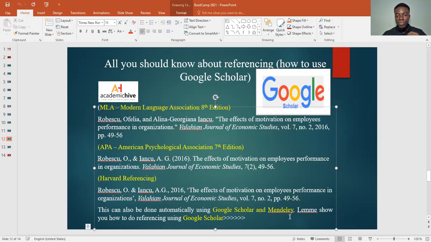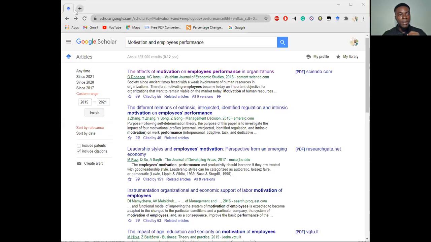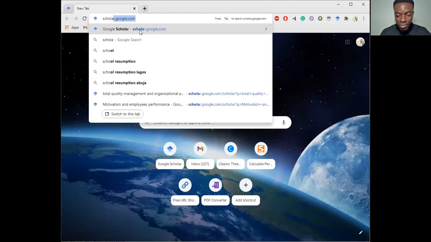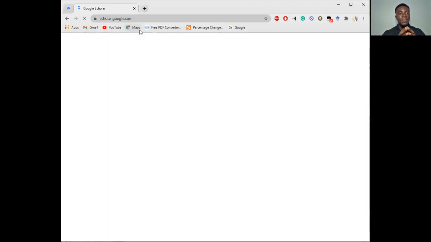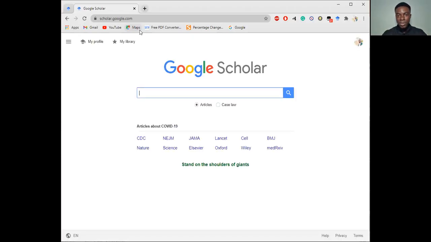Let me show you briefly how you can do it using Google Scholar. I would have to share my screen now, so you permit me to do that. Okay, I'm going to my browser now. Okay, it's open. The ID is scholar.google.com. You click on enter. It takes you to the environment of Google Scholar. This is what Google Scholar looks like.